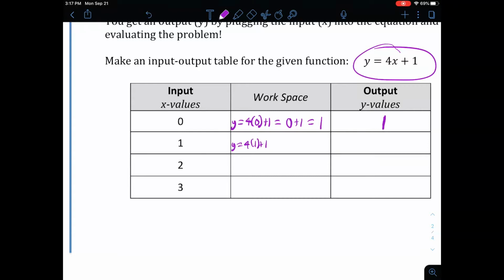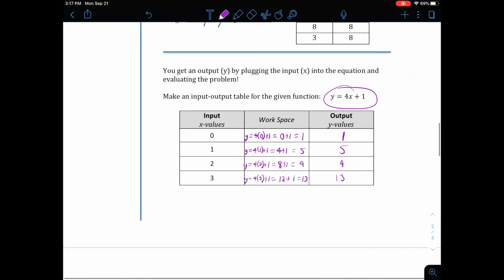Y equals 4 times 1 plus 1. Y equals 4 times 2 plus 1. Y equals 4 times 3 plus 1. Okay, 4 times 1 is 4, plus 1 is going to equal 5. 4 times 2 is 8, plus 1 equals 9. 4 times 3 is 12, plus 1 equals 13. All right, sounds good.